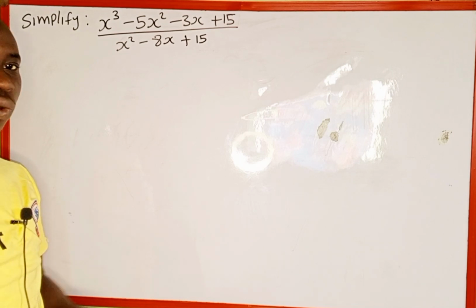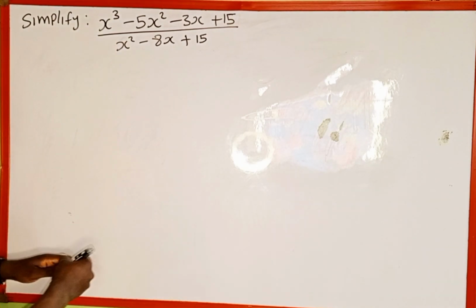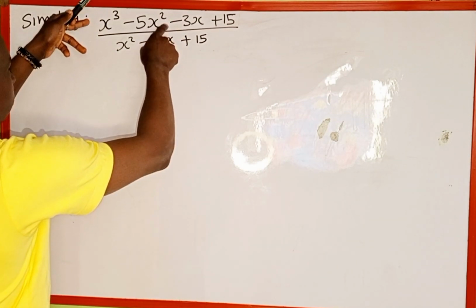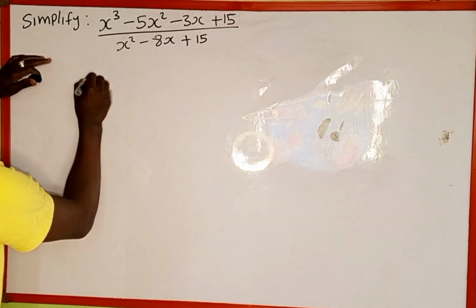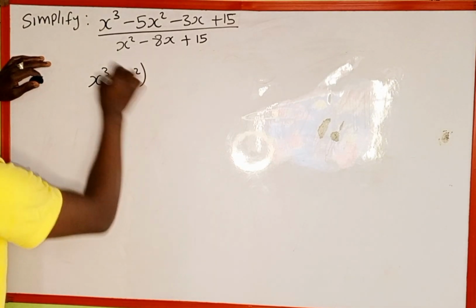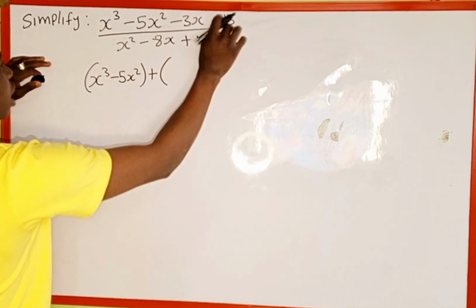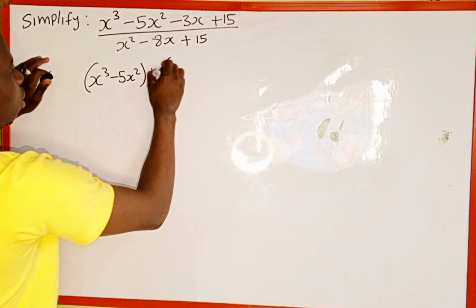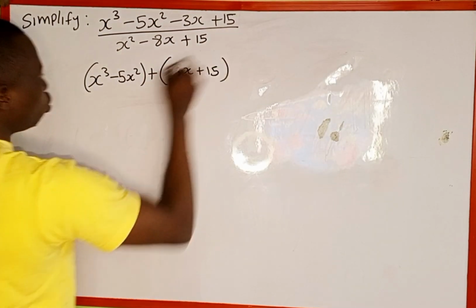The first thing we're going to do is to factorize. We're going to use factorization by grouping. So first of all, we group the first two terms, then we group the remaining last two terms. So the first two terms is what? x^3 - 5x^2. We group them, then separated by positive sign so that the expression is not going to change. Then minus 3x and plus 15, then we close bracket.